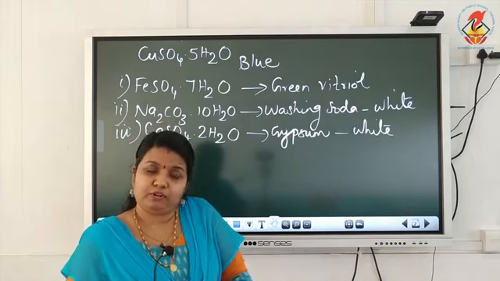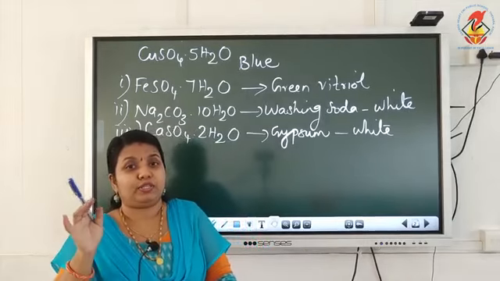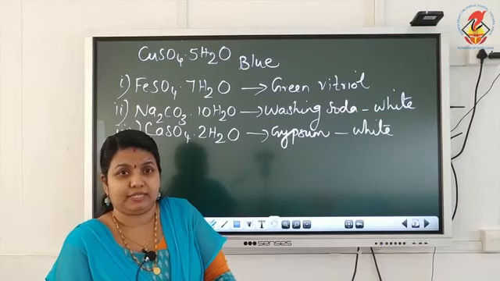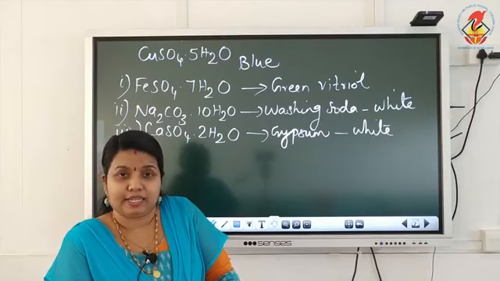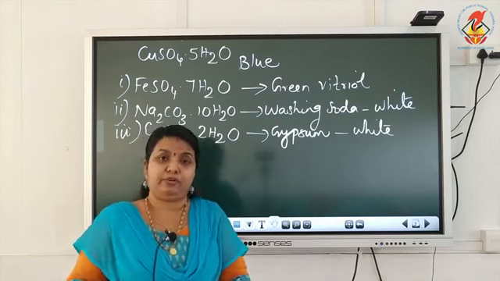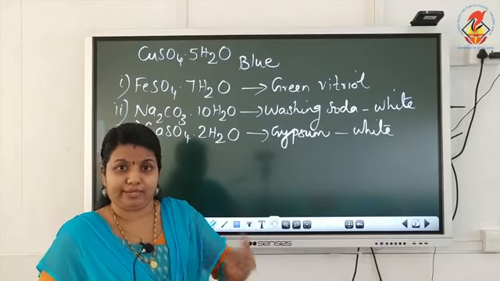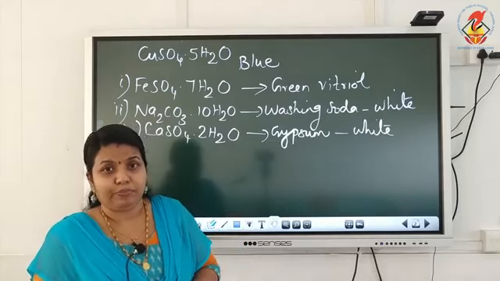Upon heating, these water molecules are lost and the compound becomes anhydrous, CuSO4. Without water of crystallization, it is called anhydrous. Its color is white. But the blue color can be regained by adding a few drops of water. It changes to CuSO4.5H2O. Hydrated again, the color is also regained.